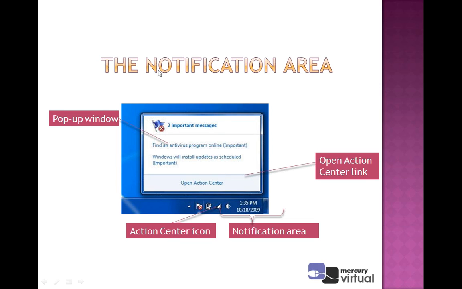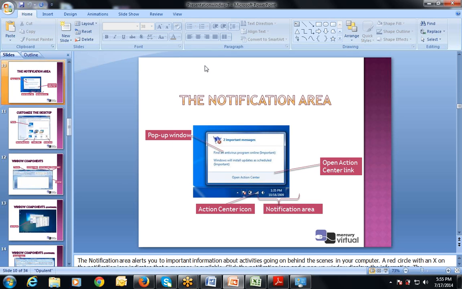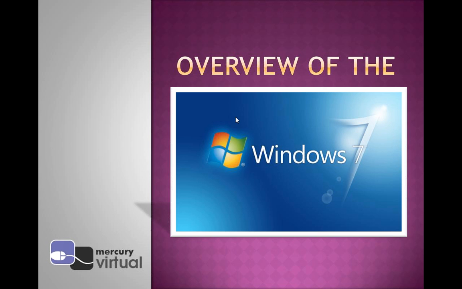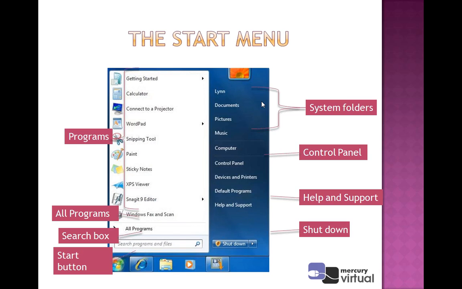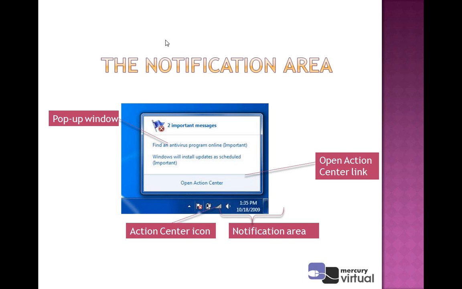The notification area. So this slide shows what the notification area is. For example, my internet is not working. So there is a notification that is done by the notification area. This slide shows the pop-up window. This is a window which pops up when there is any error message.